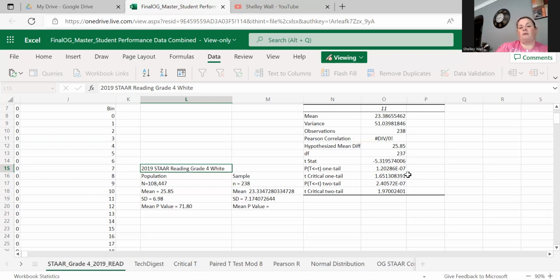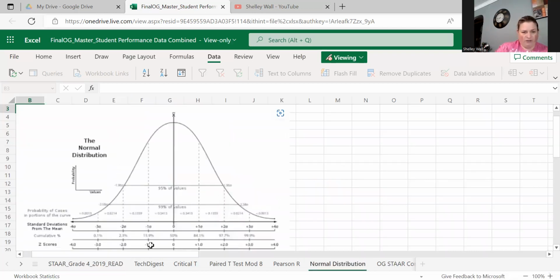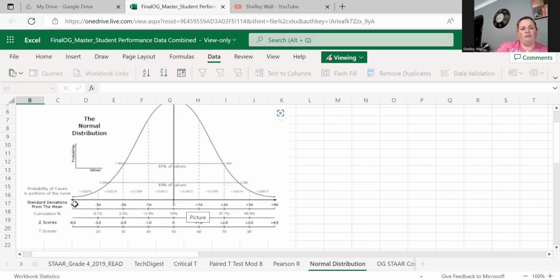So let's talk about these a little bit. The one I want to focus on is this t statistic, which you can see is a negative number, about -5. On the normal distribution curve, if we're at -1, -2, -3, my -5 is going to be way, way out here, which tells me that I'm going to reject my null hypothesis. But I can't just stop right there.